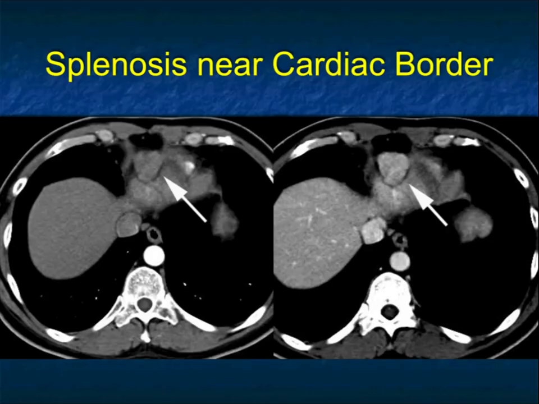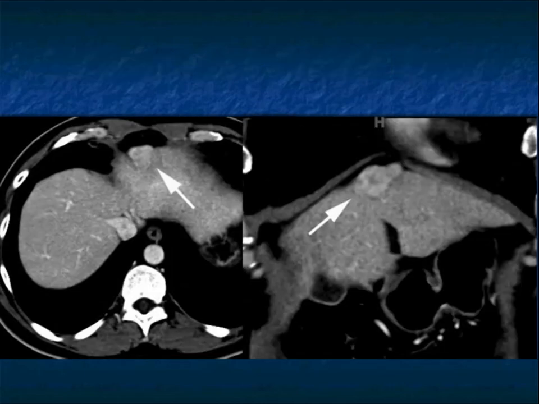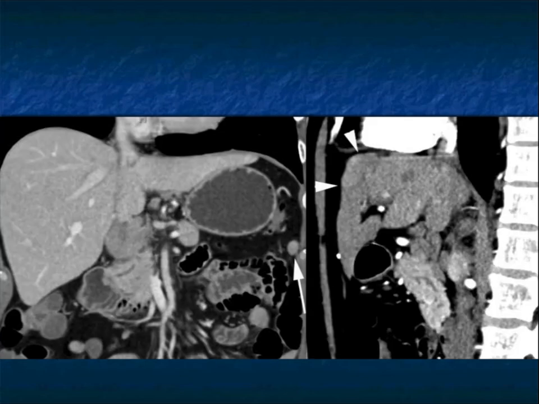Here's a good example of splenosis near the cardiac border. We spoke about lung, we spoke about pleura, we spoke about paracardiac masses. But you could see, boy, that's a tough lesion. You can think about lymphoma or other possibilities. This was biopsied actually and was splenosis. So again, a very, very important diagnosis.